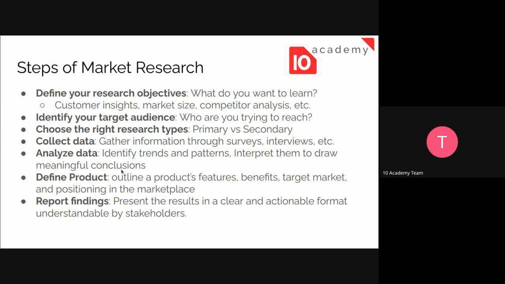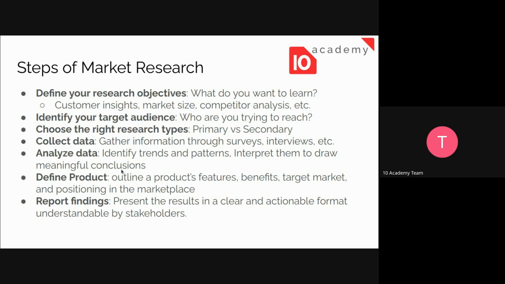So when we have reached that step, it's now time for us to define our product. That's why market research is very powerful, because it is when we do that that we can say, okay, let us define our product. You can identify the product briefly at the beginning, but after doing the market research, it is when you can define your product properly. Because the market research will help you to gain from your target market the features of your product, the benefits of your product, and the positioning of the product in the market. So this is how it goes.